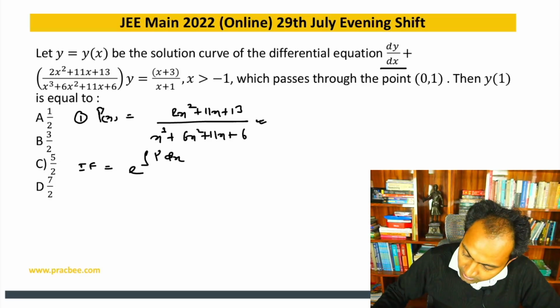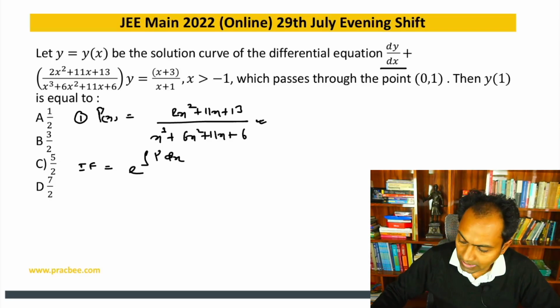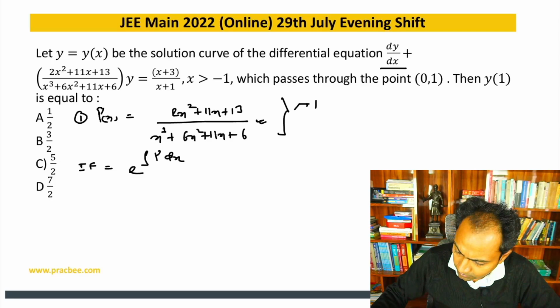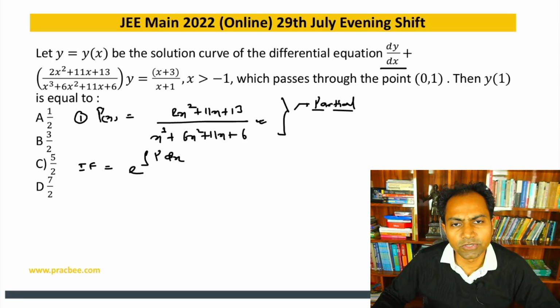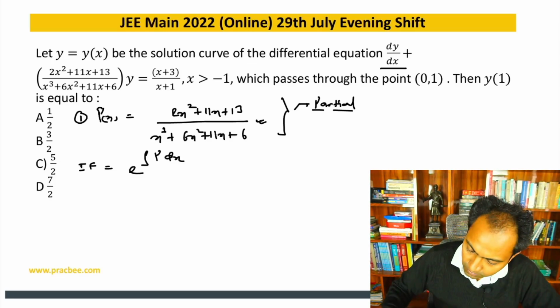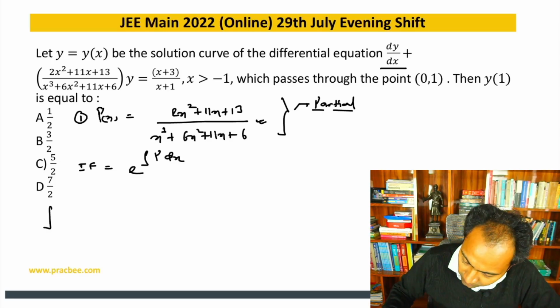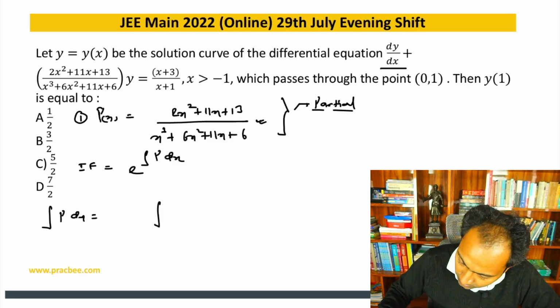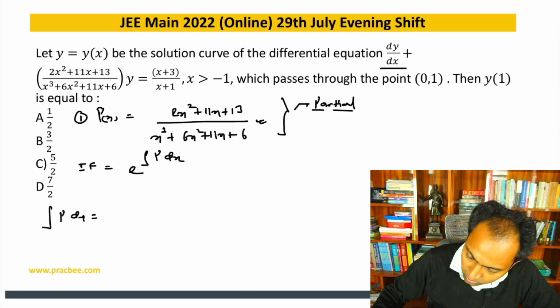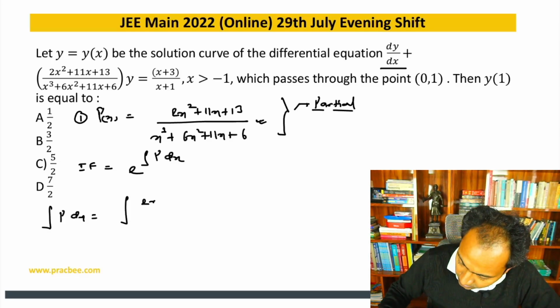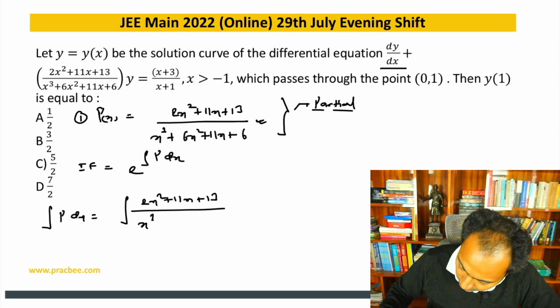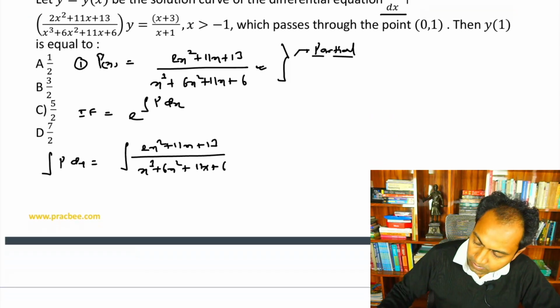Now if you want to integrate this, it is a division of two polynomials, and hence the technique is very clear. We will have to use partial fractions. Whenever we are dividing a polynomial by a polynomial, in 70 to 80% of cases we use this technique. So in order to apply partial fractions and find the integration of p dx, we need to factorize this denominator. So this is nothing but the integration of 2x square plus 11x plus 13 by x cube plus 6x square plus 11x plus 6 dx.